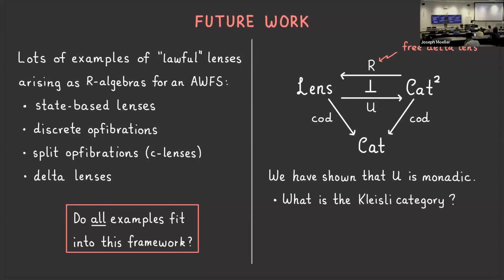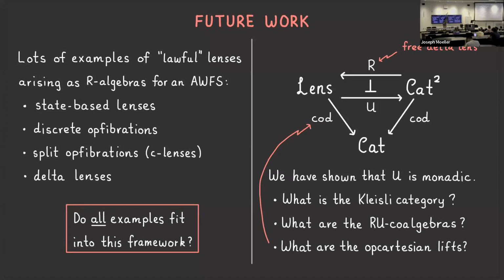I mean, the objects are going to be functors. What are the morphisms of this Kleisli category? That's something you could just sit down and compute. Could be interesting. We could ask what the coalgebras for the induced comonad on lenses are going to be, and maybe these are giving you something interesting.